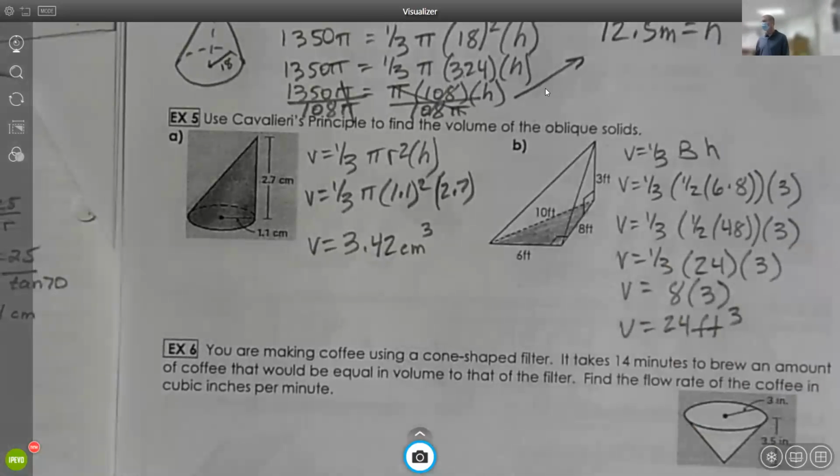So notice what we did. We had to find the area of the base. And in this base was a triangle. So we had to do the area of a triangle, which is half a base times height. And then we continued with the volume, which is 1/3 that base times the height. Last question.